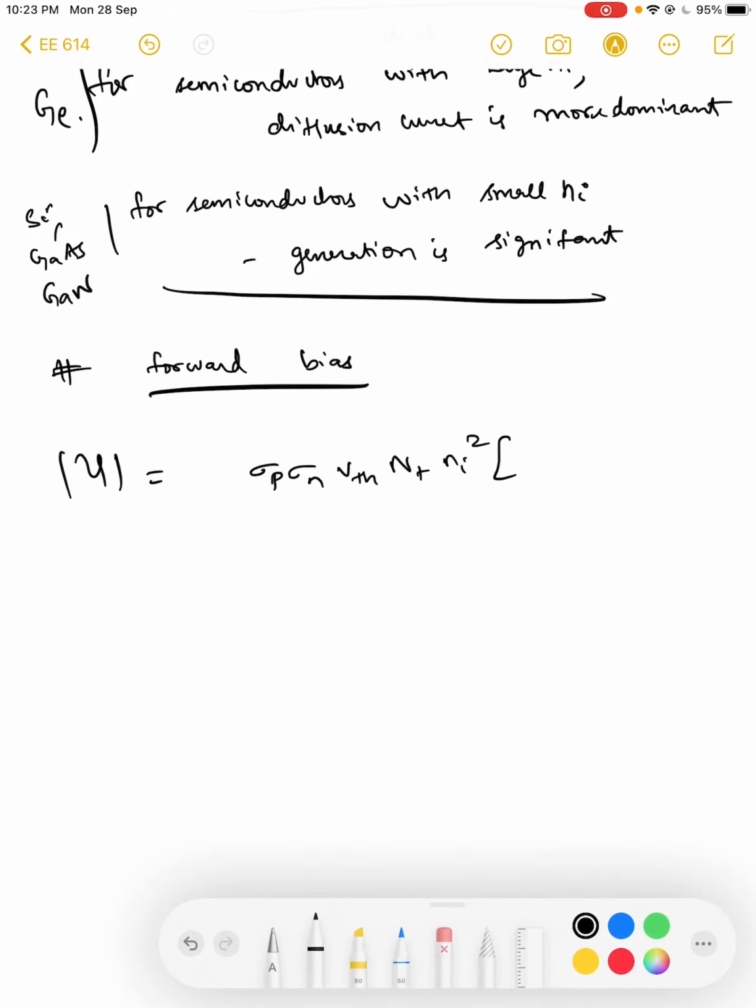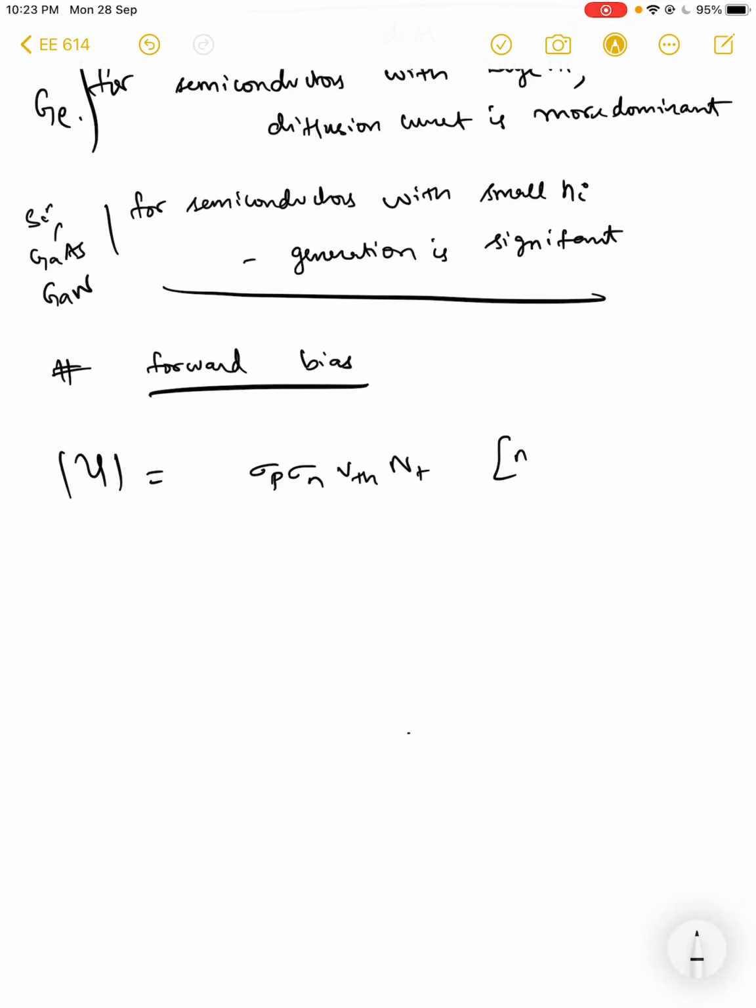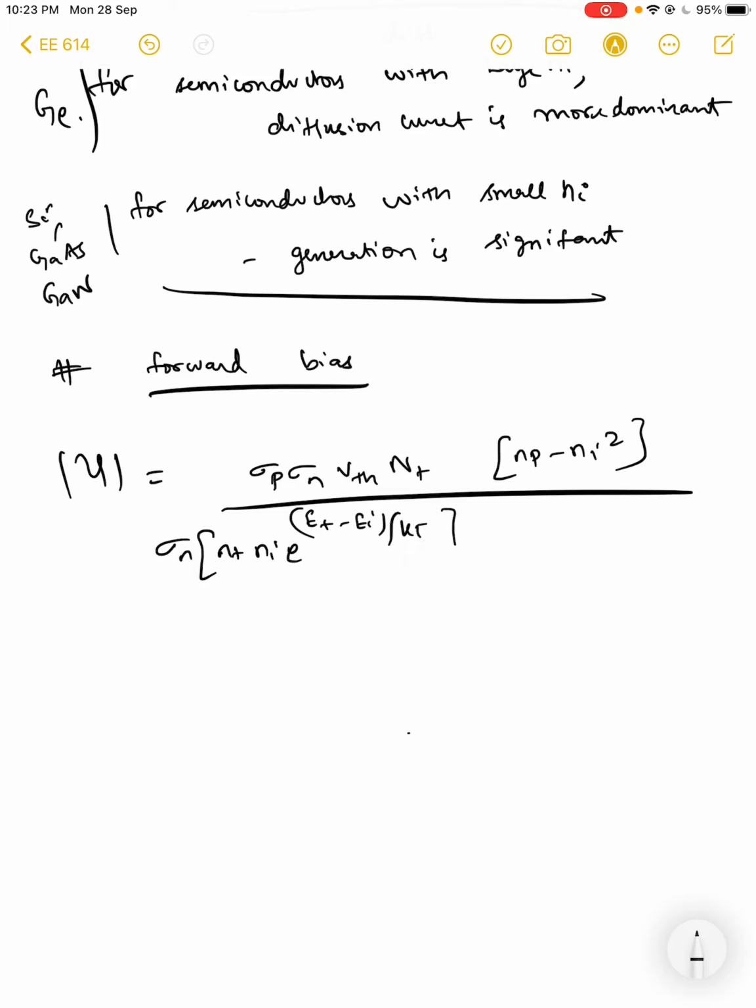So let me go one by one. np minus ni square by sigma n (n plus ni e power (Et minus Ei) by kT) plus sigma p (p plus ni e power (Ei minus Et) by kT). Now, under forward bias, what is np minus ni square? So let us do this product again. I think we had done this before, but let me do this again.